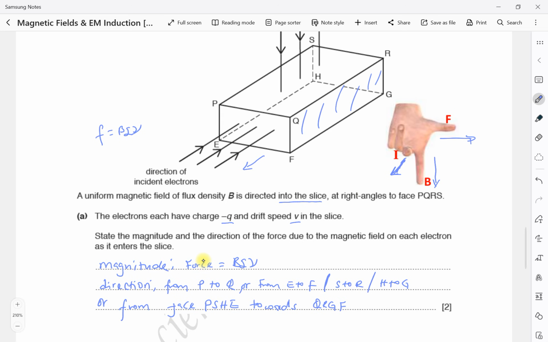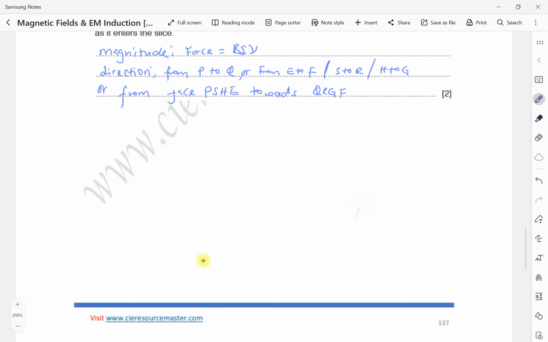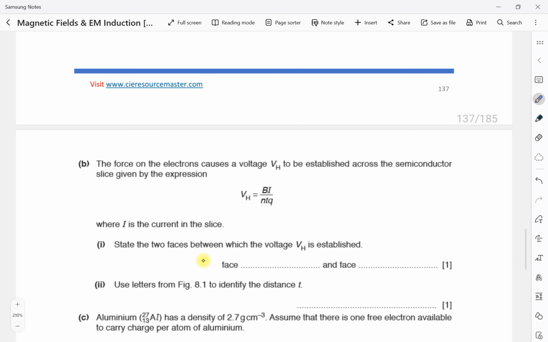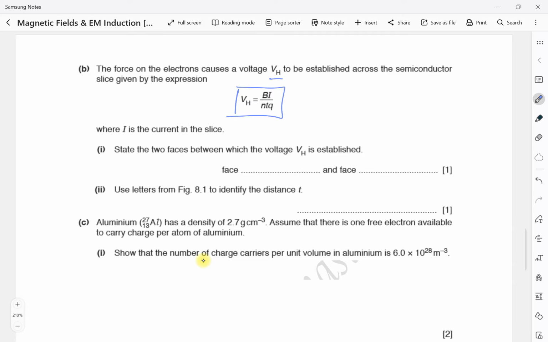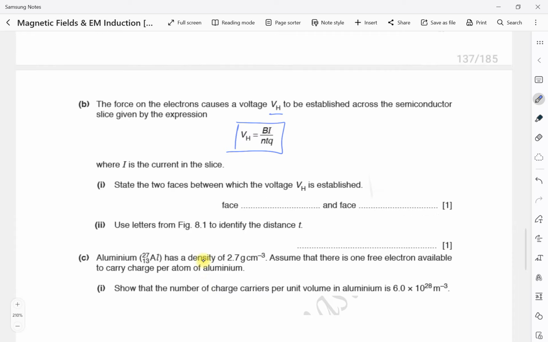So the electrons are drifted towards the face that I've shaded here, using Fleming's left-hand rule. The force on the electrons causes a voltage VH to be established across the semiconductor slice given by the expression VH is equal to BI over NTQ. State the two faces between which the voltage VH is established.